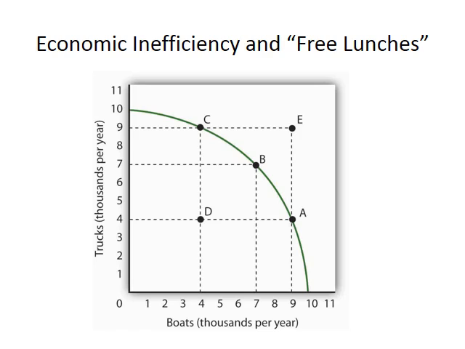Then there's point E on the graph. Point E represents an impossible combination of 9,000 trucks and 9,000 boats. It goes beyond the current production possibilities frontier. Point E suggests that there is such a thing as a free lunch. Much of modern government policy is based on the idea or belief that there is such a thing as a free lunch, that through the magic of government policy, we can all have free health care, free food, and free everything.